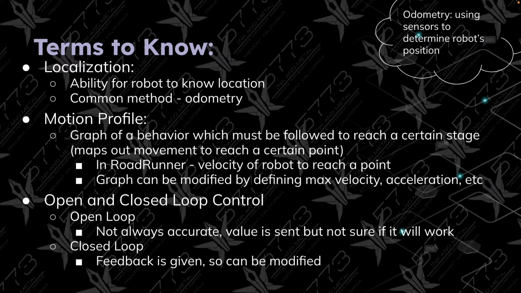There is also open and closed loop control. Open loops are where you have an existing mathematical model and you guess the input to enter. They are not always accurate. A value is sent, but you can't always determine whether it actually works. But if you wanted to work more accurately, then closed loops would be a better option. Closed loops give feedback directly from the encoder, so they can be modified to suit your needs.